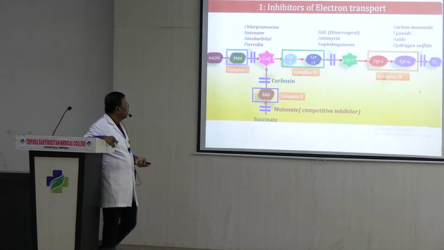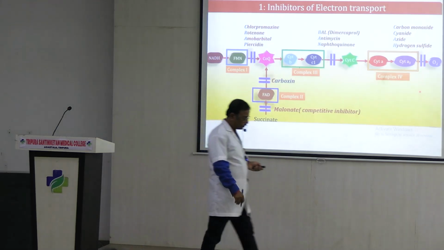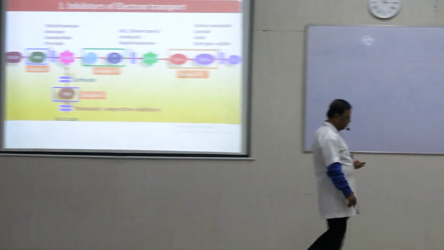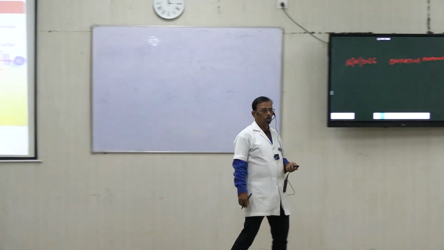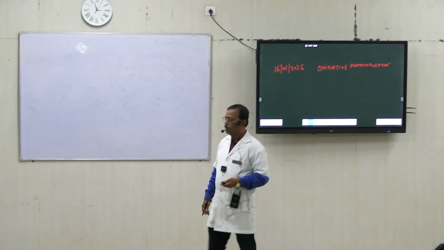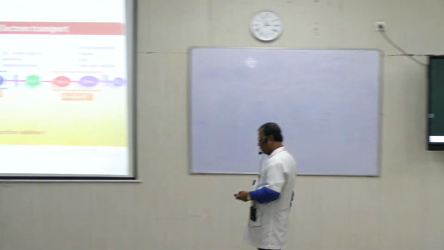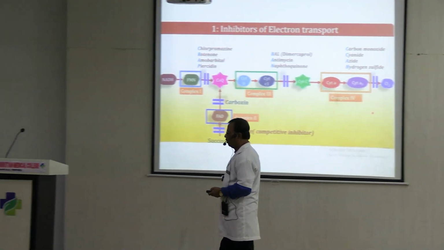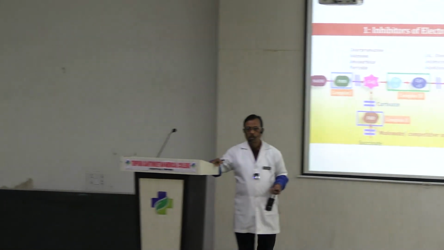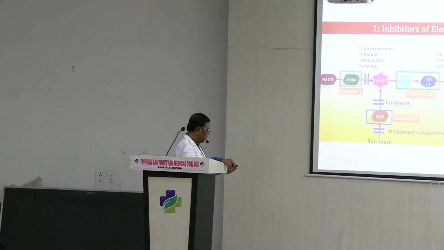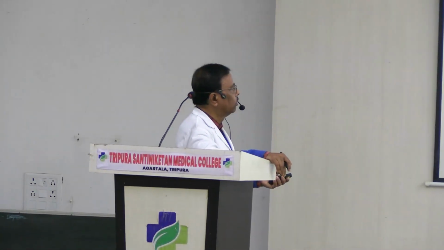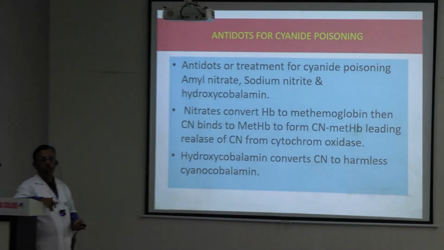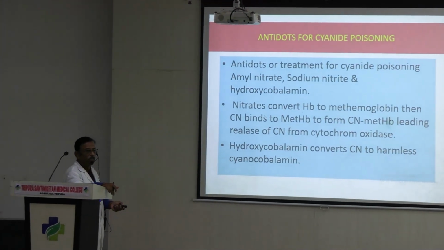Now, in case of inhibitors of ATPase, these are oligomycin. Oligomycin can inhibit the FO subunit.